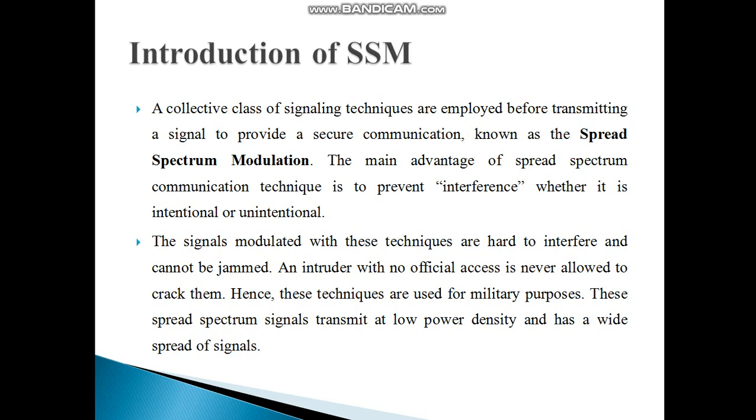It is a collective class of signaling techniques for transmitting secure communication between the sender and receiver, that means transmitter and receiver. The main advantage of the spread spectrum communication technique is to prevent interference, whether intentional or unintentional. Interference means limitations. The signals modulated with these techniques are hard to interfere with and cannot be jammed.